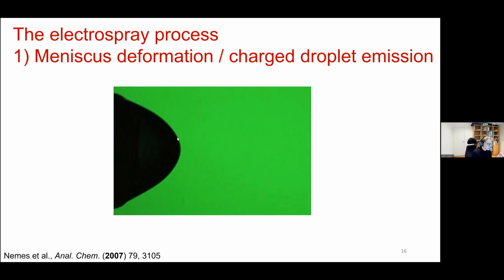So the meniscus is deforming, and at some critical point, it's emitting very small droplets at the end of the capillary that contains the solution. The droplets are charged because it's expelling the excess charges just to maintain the current between the capillary and the counter electrode. So the first step of the electrospray process is this charged droplet emission. In negative mode, the droplets are enriched in negative ions, and this is what we want for DNA, because DNA is negatively charged in solution with the phosphates.